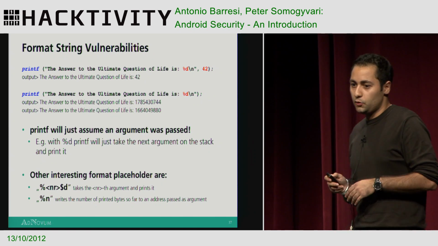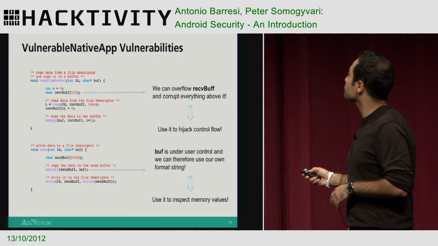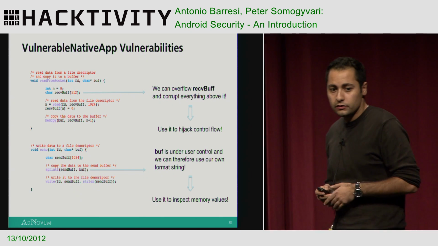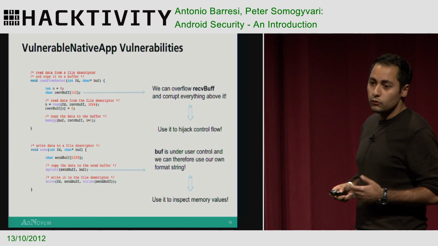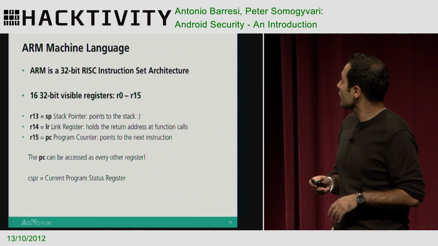But we're not going to use that one. So here again, a vulnerable native app. We have the stack-based buffer overflow, and we are going to use that one to hijack the control flow. And then we have the format string vulnerability, and we're going to use that one to inspect the memory.